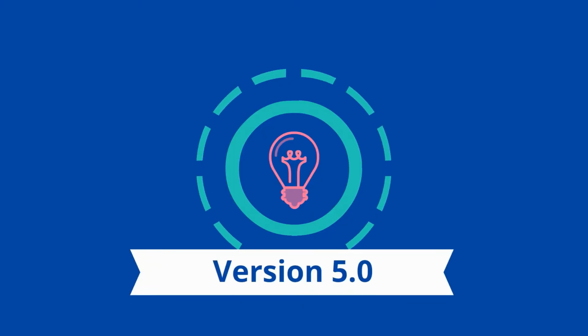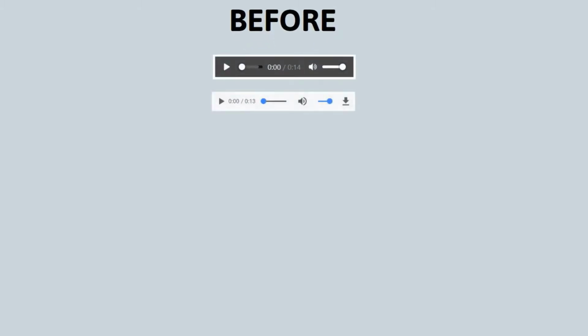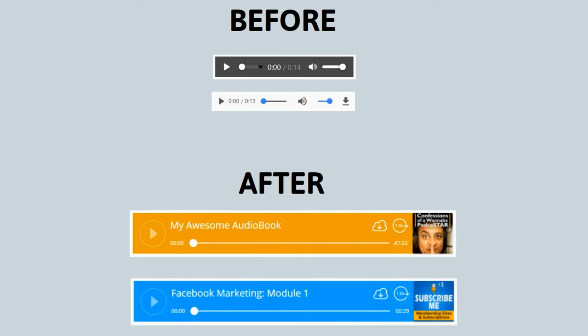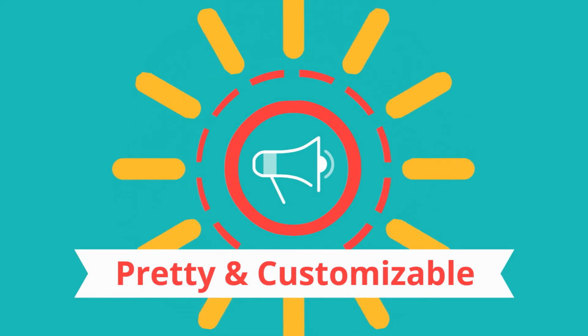S3 Media Vault 5.0 was just released and it now has a really pretty, highly customizable audio player. So here's what it used to look like before. And here's what it looks like now in version 5.0. Version 5.0 is a huge step forward in the evolution of S3 Media Vault because, as you know, the prettier and nicer the media player, the more your website visitor will be drawn towards it. And that means the higher the chance that they will click play and listen to your audio.